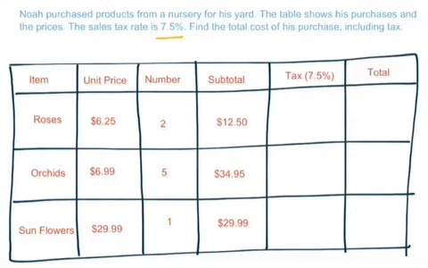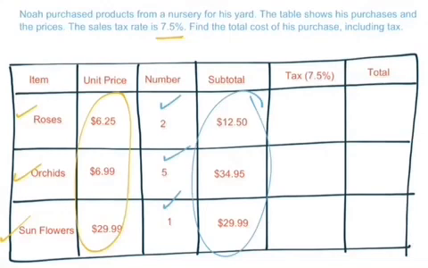So he bought some flowers here. We have roses, orchids, sunflowers. This was the unit price right here, so that's how much per flower he paid. This is the number of each flower he bought. The subtotal is how much he paid before tax.